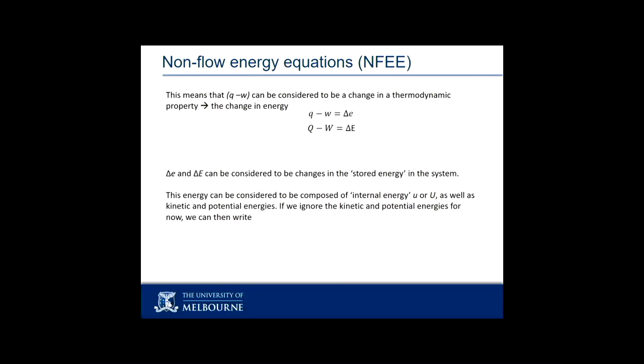Delta E can be thought of as a stored energy, internal energy. A lot of this is the words of what I just told you. And so then we write that as this. Note that line: if we ignore the kinetic and potential energies, then we can just write Q minus W equals delta U. That is the non-flow energy equation. Non-flow because I've got no mass flow rate included in the terms. I'm talking about energy, not power. We'll come to that on Friday.